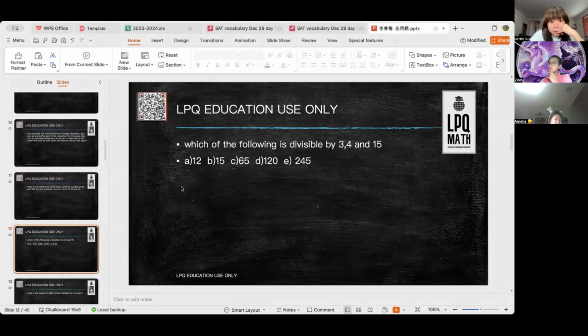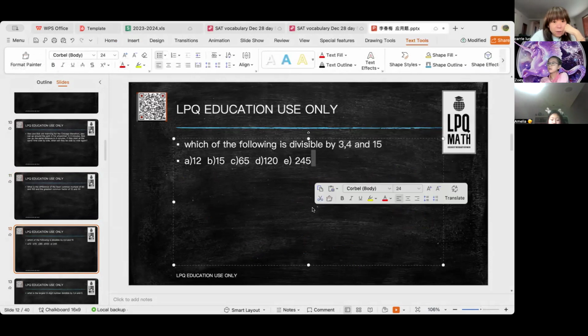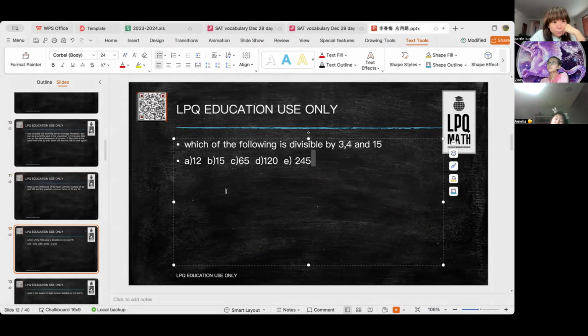Okay, so let's take a look at this one. Which of the following is divisible by 3, 4, and 15? So what does it mean? That means each number has to be divisible by all of the numbers. Do we have to calculate them one by one? If a number could be divisible by these 3 numbers, that means this number can be the multiple of 3, 4, and 15, correct?